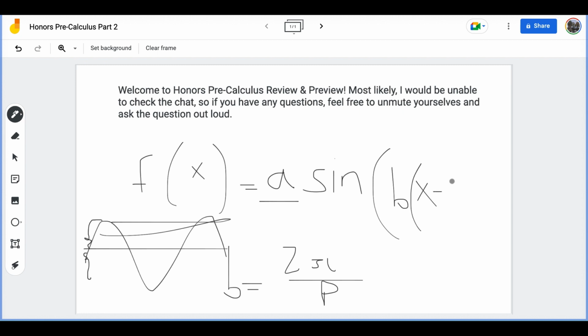You can also have a horizontal shift, also known as a phase shift. You basically move it over by h, and then you can have a vertical shift. This determines the y value of the midline. So the midline can increase or decrease depending on this k value.